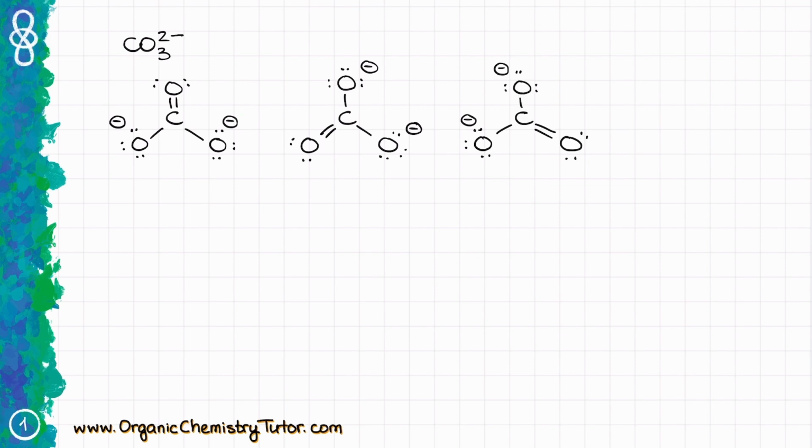All of these three structures are what we call resonance contributors, and we signify the relationship between those by showing the double-headed arrow like this. The reason why we say that these are contributors and not different structures is simply because all these three structures represent exactly the same species. Important thing to keep in mind here: resonance structures are not different molecules, they're exactly the same molecule, however there are different representations of this molecule.